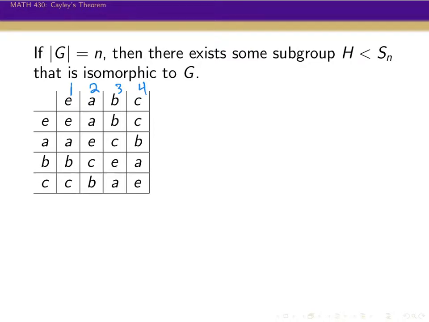And we're going to plug those in everywhere in our Cayley table here. 4, 3, B is 3, 4, 1, 2, 4, 3, 1, 2.